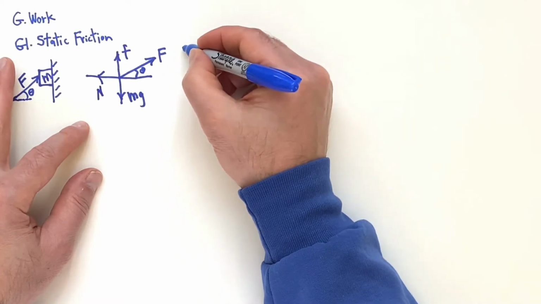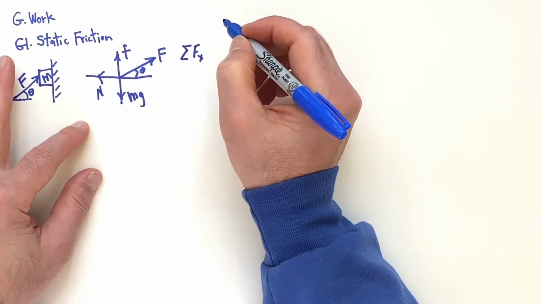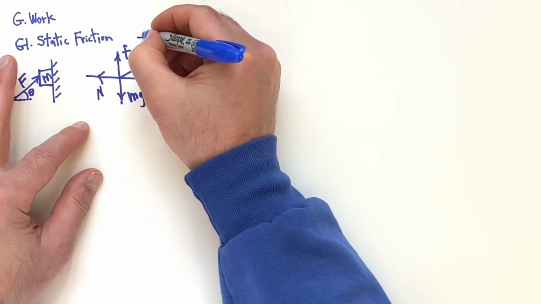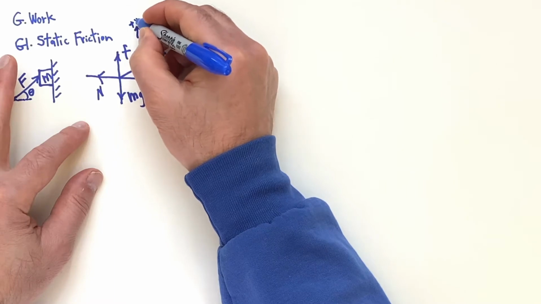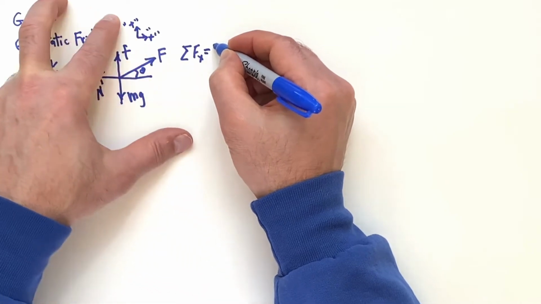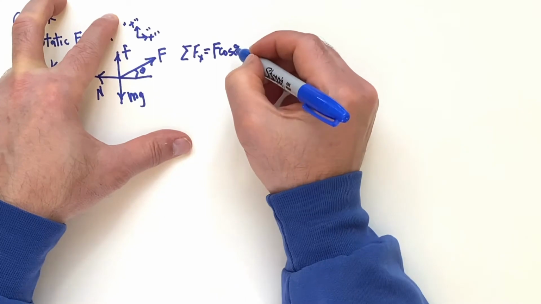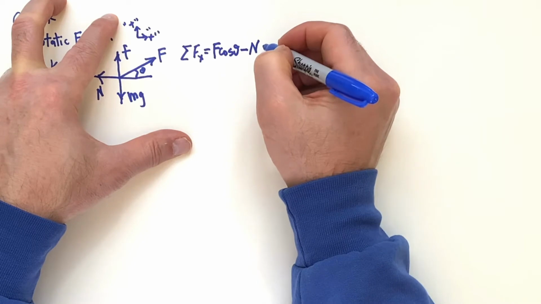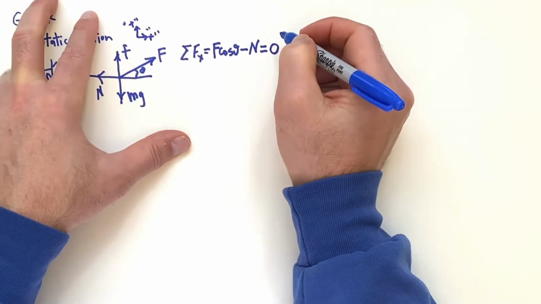So if we look at the sum of the forces in the x direction, and we do our usual xy, where to the right is positive, it's always good to show what your positive directions are. Then we have F cosine of theta going to the right, and we have the normal force going the other way, and since there's no motion, there's no acceleration, the sum of forces is 0.